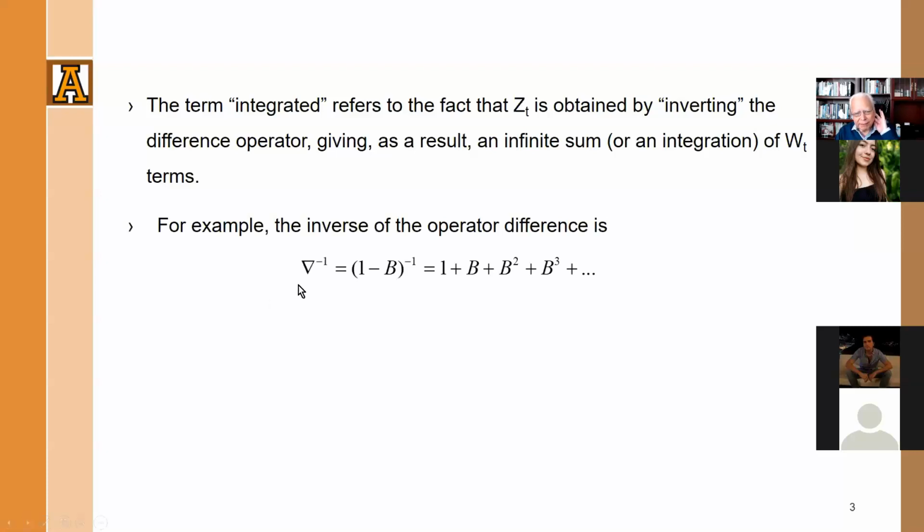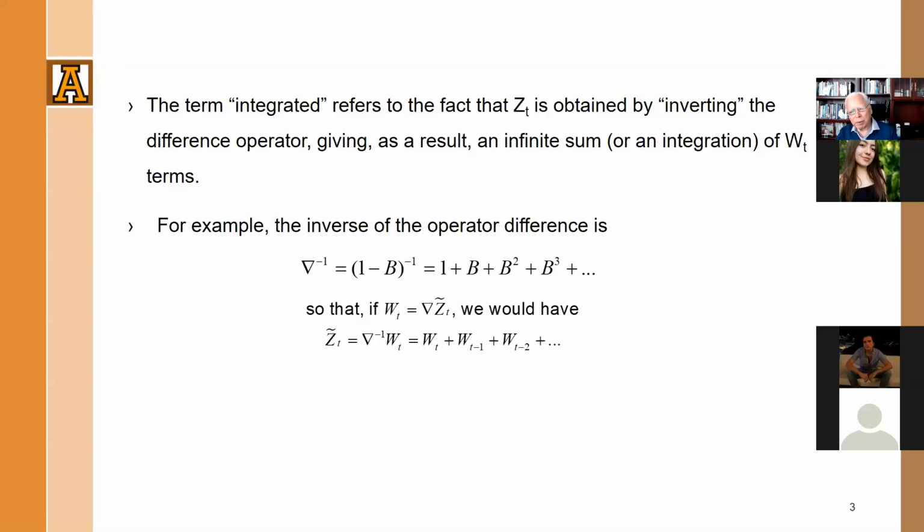If I express the difference operator to the minus 1, that'll be (1 minus B) to the minus 1. This, of course, would be a sequence that would not converge if I look at the coefficients. It would be a divergent sequence. But in essence, this is 1 plus B plus B squared plus B cubed and so on. So we're integrating, and ZT would be WT plus WT minus 1 plus WT minus 2 plus WT minus 3 and so on.